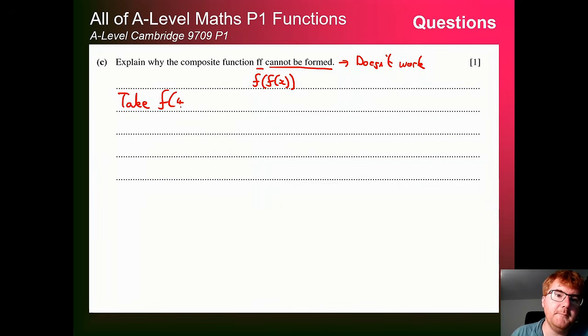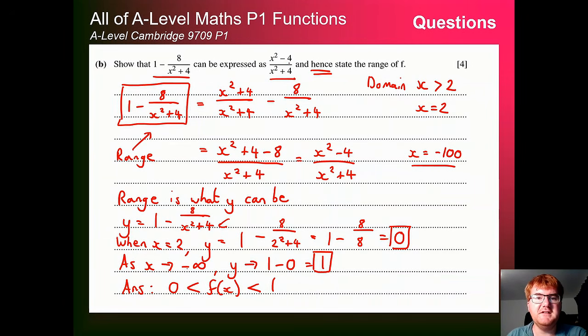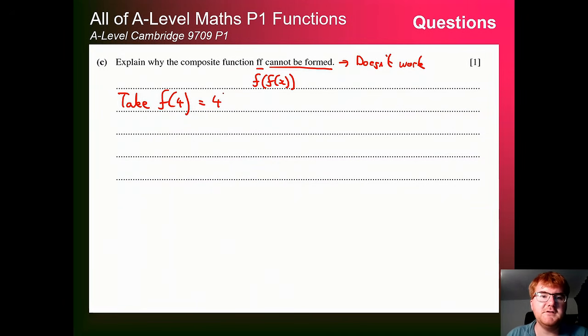So say we take f of 4 here. So if we work out f of 4, so we're just going to put 4 into this function. We get 4 squared minus 4 over 4 squared plus 4. That's equal then to 16 minus 4 is 12, and then 16 plus 4 is 20.